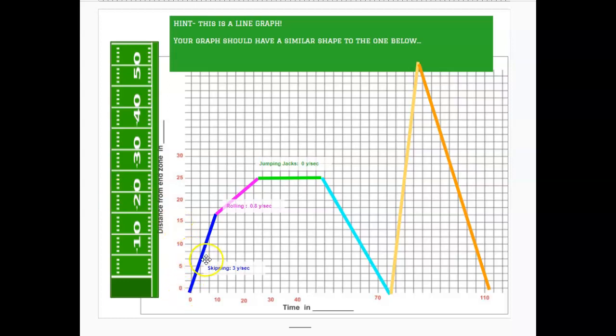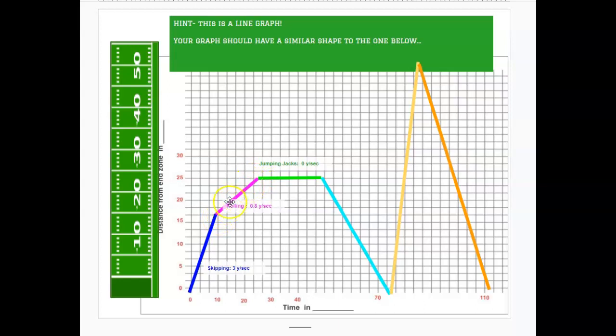So here you were skipping, right? That was our first activity. We skipped to the 15-yard line. So we have a line there where we skipped. Then we moved from the 15-yard line to the 25-yard line by rolling. So we rolled to the 25-yard line.